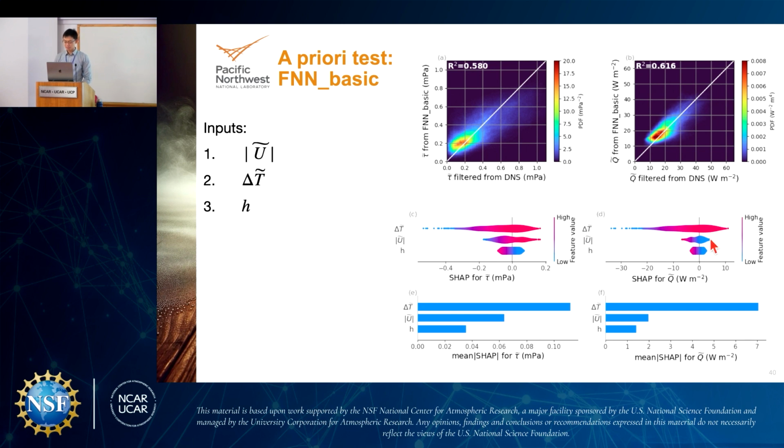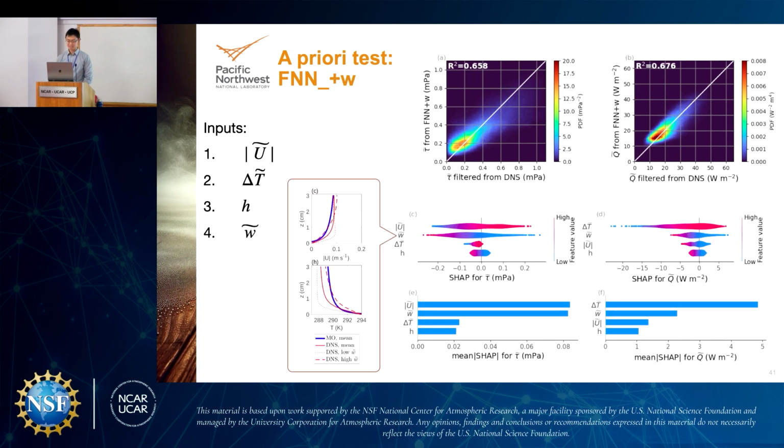But one interesting point is that we found the horizontal wind speed is negatively correlated with the heat flux predicted by machine learning, which is different from MOST. And that is why MOST doesn't perform well for heat flux. And then after we include the influence of vertical velocity, the results are further improved. We show that vertical velocity is the second most important feature for both outputs, and it is negatively correlated with both outputs.